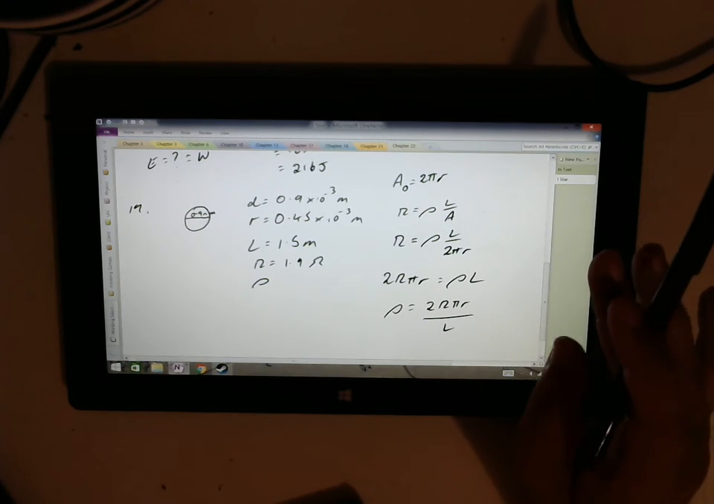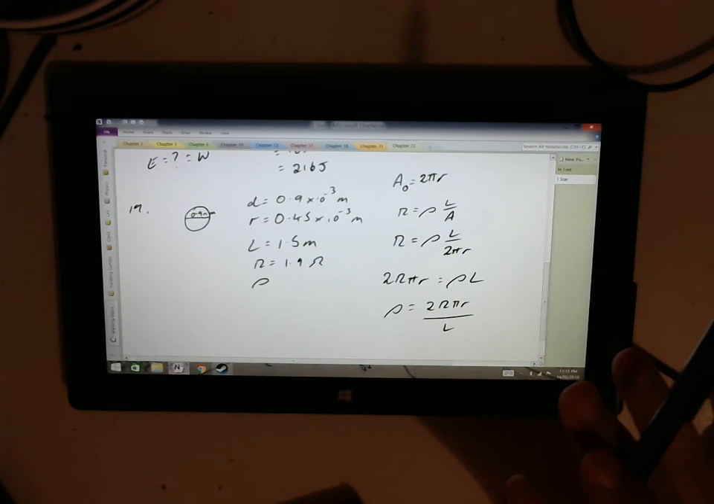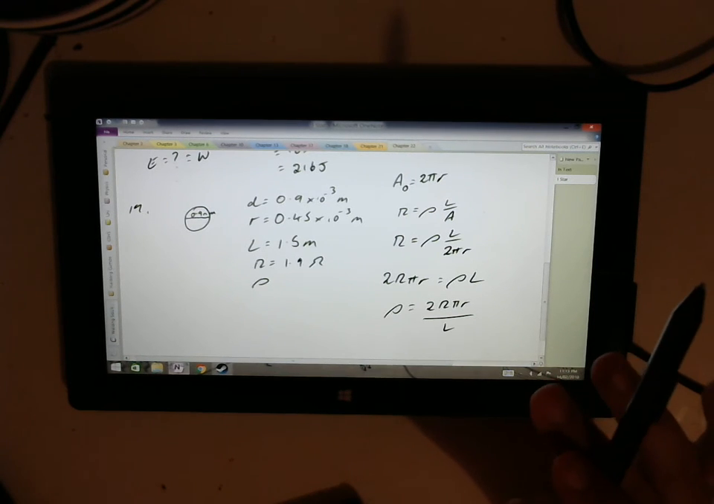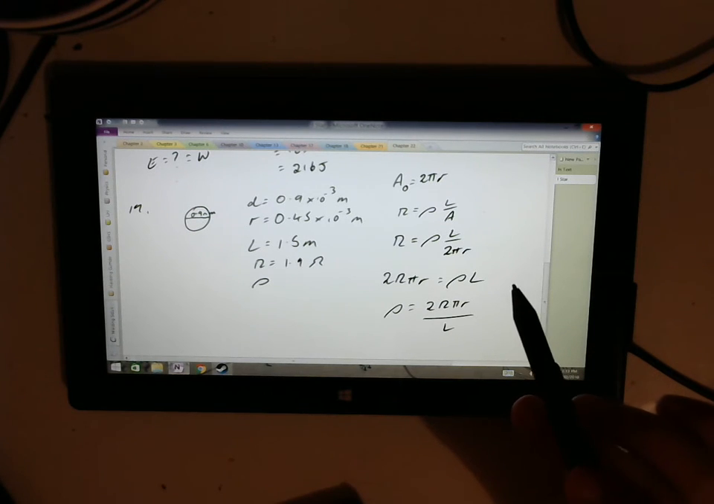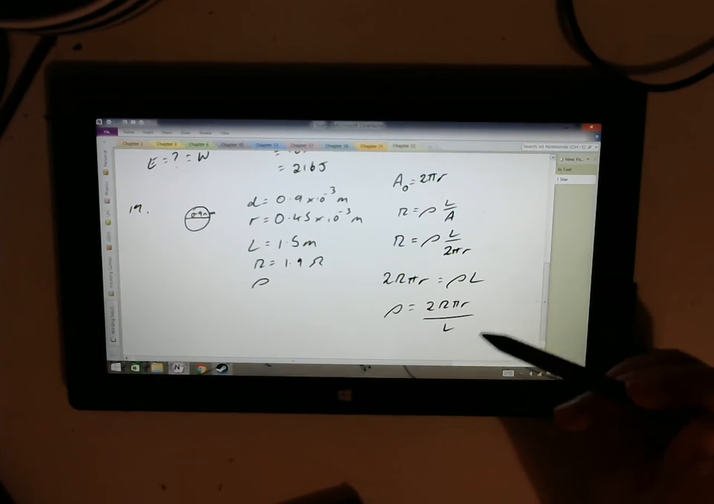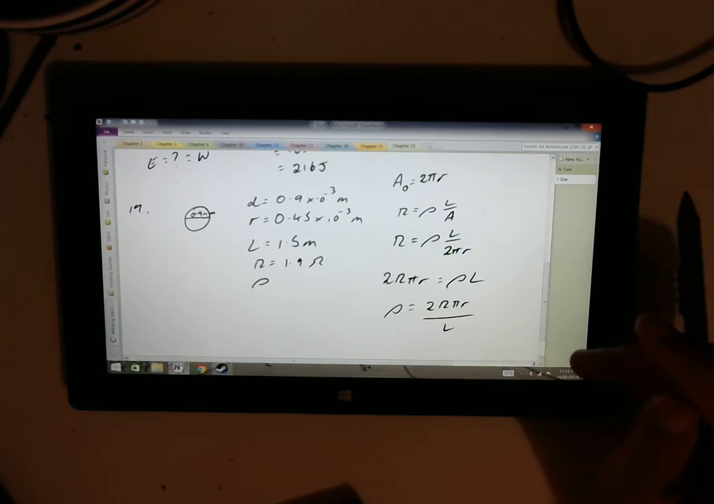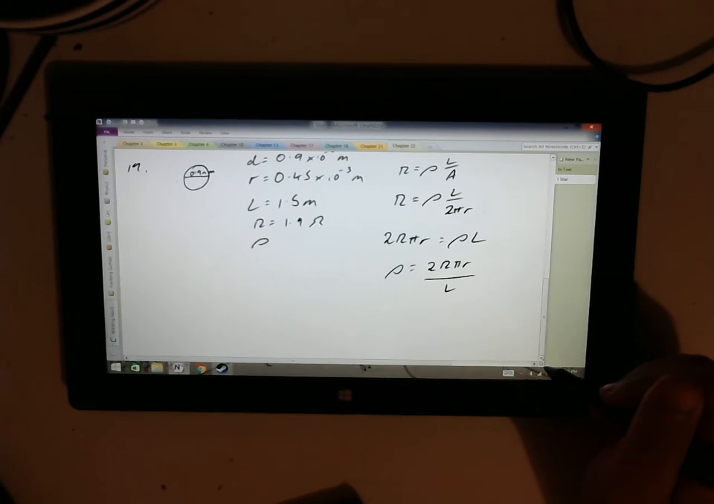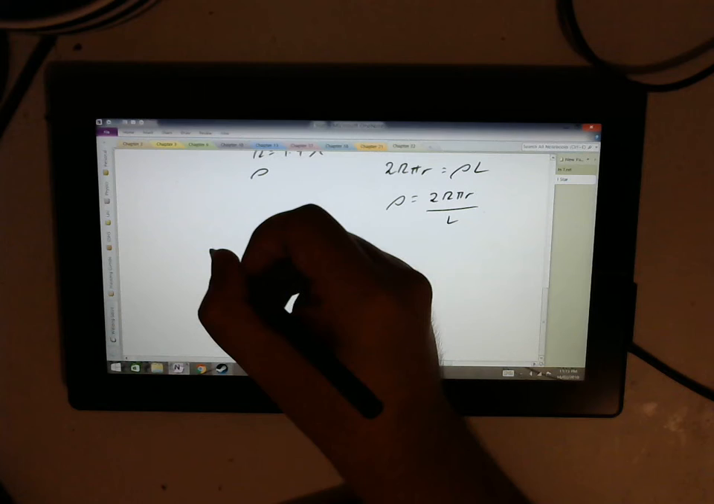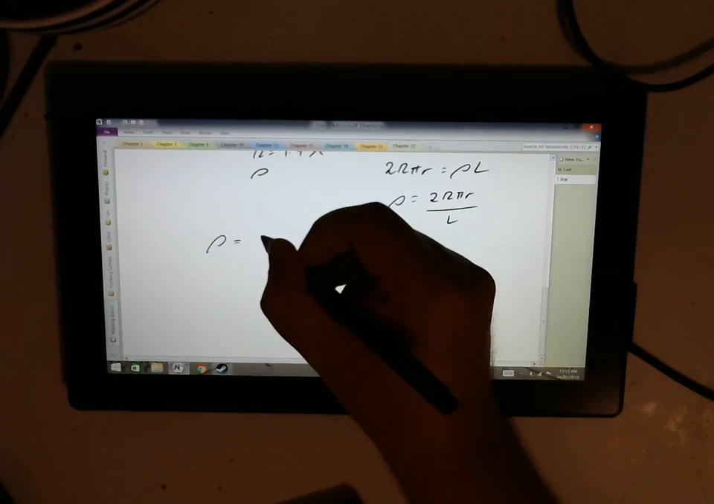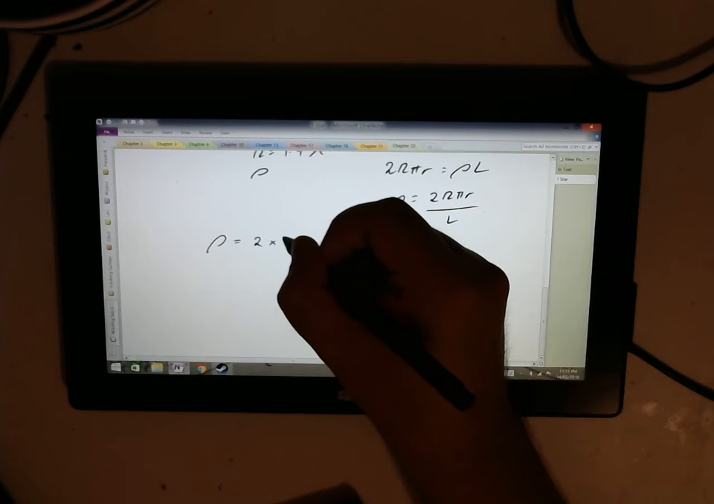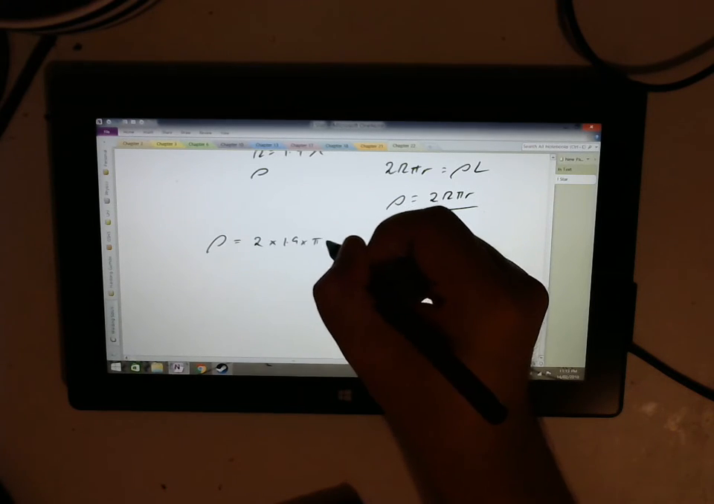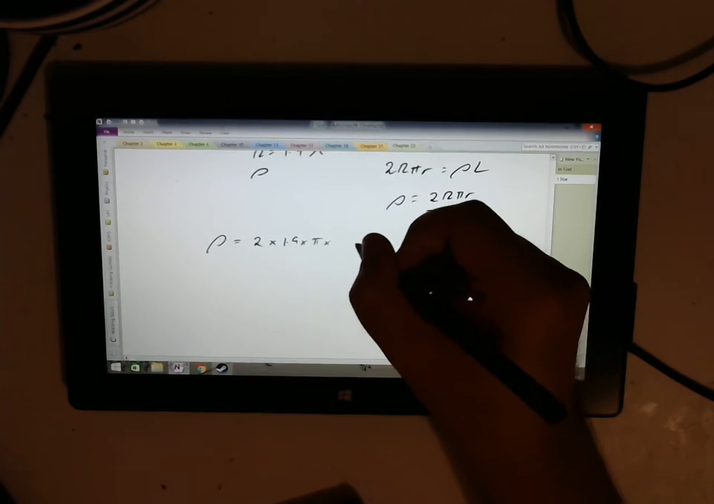you'll still be within a thousandth of a decimal place more than likely. Okay, so remember, it's not the answer at the end that particularly matters. What matters is that you are able to show how you got to that answer, and as long as that sequence is making sense, then you're okay. Let's chuck in our numbers for that. Rho equals 2 times resistance, which was 1.9, times pi, times radius, which is 0.45.